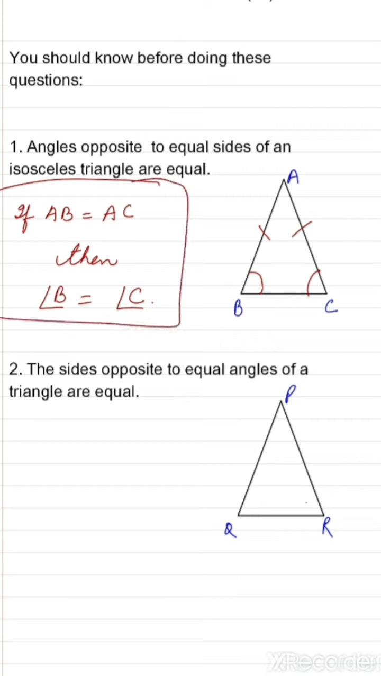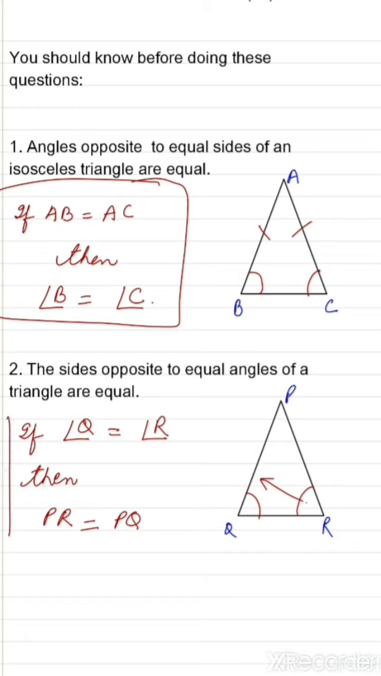Okay, and the second theorem says that the sides opposite to equal angles of a triangle are equal. That means if you are given angle Q is equal to angle R, then the sides opposite to these equal angles, which is the side opposite to Q, that is PR, and which is the side opposite to R, that is PQ. Okay, these are the two theorems which you have to remember before solving exercise 7.2.